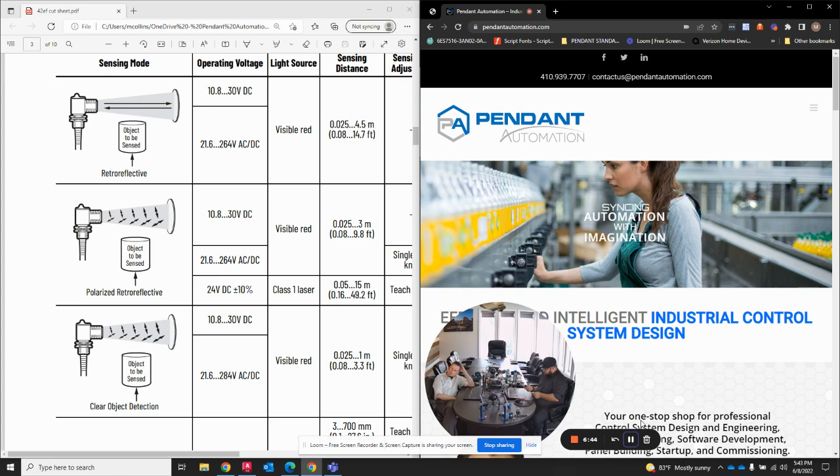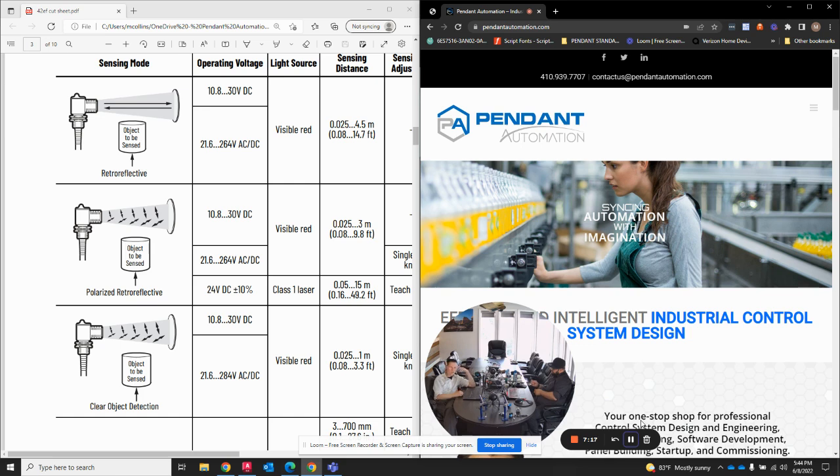Yeah, so retroreflective, like I mentioned earlier, we used to use those exclusively, and to an extent we still do, but the problem is, and we'll talk about them both in sync. Polarized retroreflective and retroreflective are practically the same eye with one caveat: the polarized ones actually need to see the light beam be altered by 90 degrees, which the reflector does.